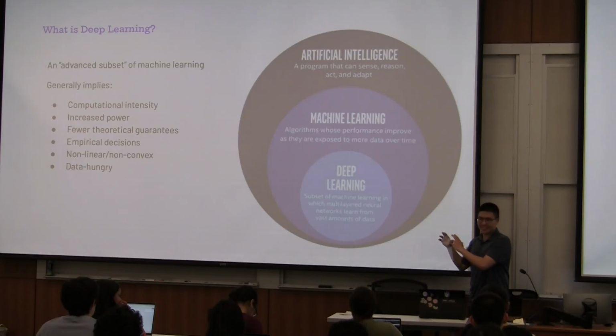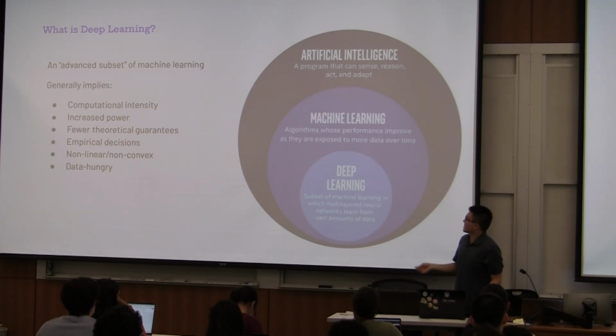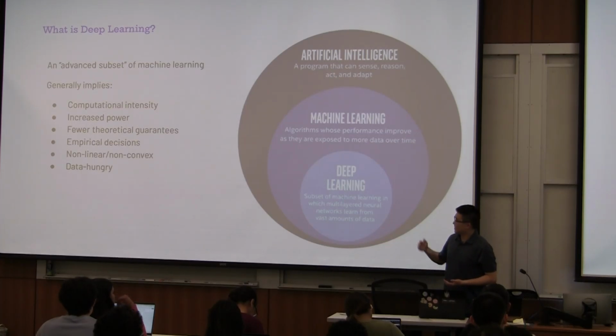Smaller subset, and this one is specifically about neural networks. So this is what we're going to focus on today. Deep learning has a couple of features. It's computationally intensive. It also requires more power. A lot of times you might want to use GPUs to train deep learning models rather than CPUs. There's less theoretical guarantees.